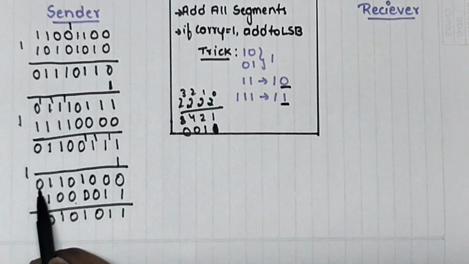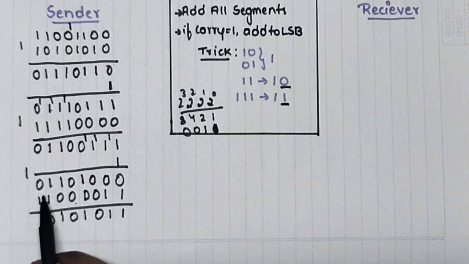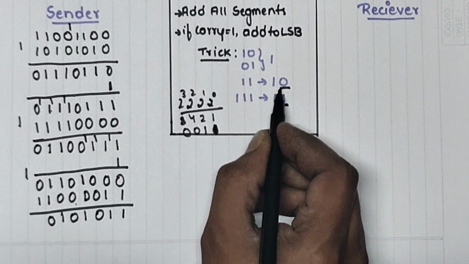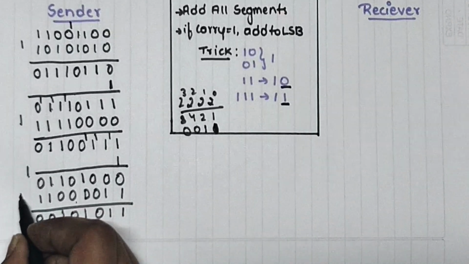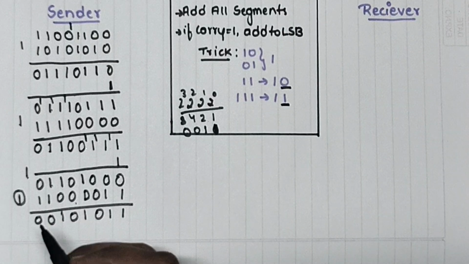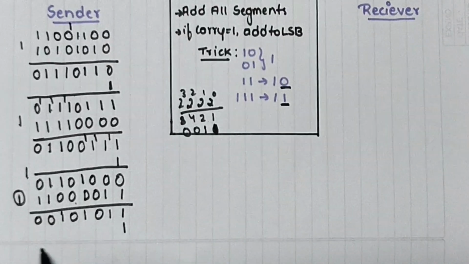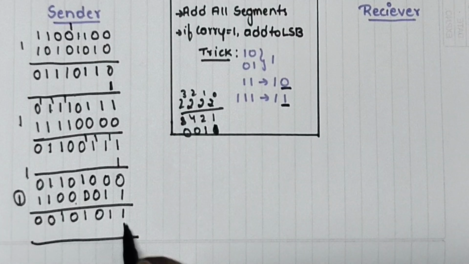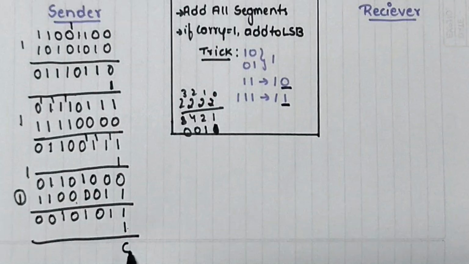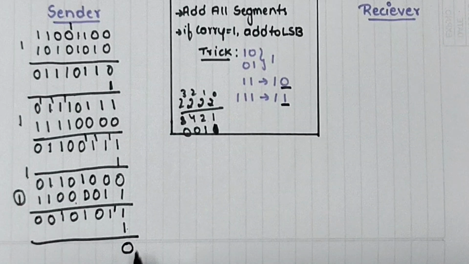So 1 plus 0 will be 1, 1 plus 1 will be 2. So I will represent 2, 0 will be the sum and 1 will be the carry. At last you are left out with 1 as the carry. So when you are left out with 1 as the carry, what you will be doing? You will be adding it to the least significant bit. So 1 plus 1 will be 2.